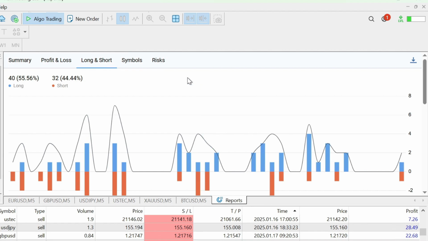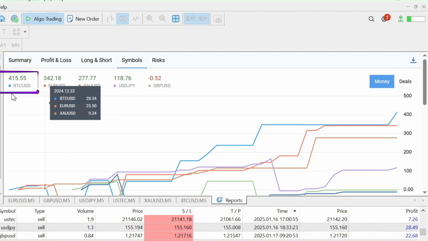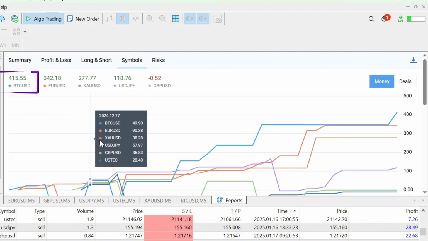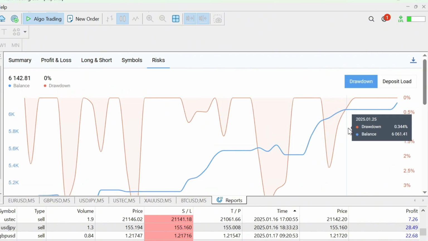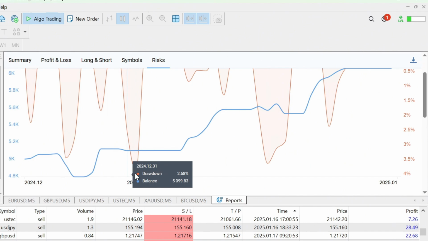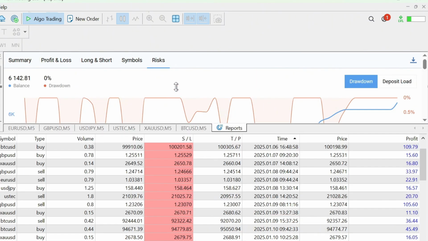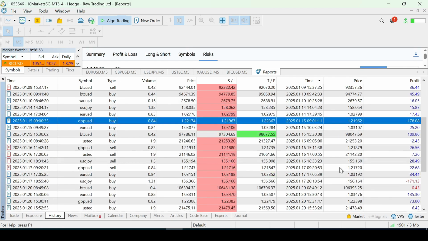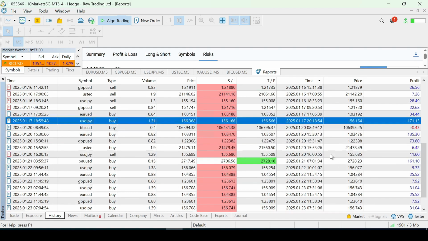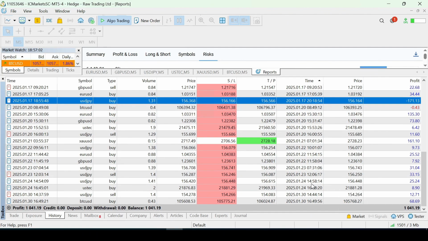Almost equal longs and shorts. By symbol, as we saw, Bitcoin did very well due to a very strong trend, followed by EU and gold. But most importantly, the drawdown, which was about 4% during the month, owing to a very high win rate, so consecutive losses do not happen that much. We had one losing trade on the 15th of Jan and one on the 17th of Jan. These are the only two trades that went into losses in the month of Jan.